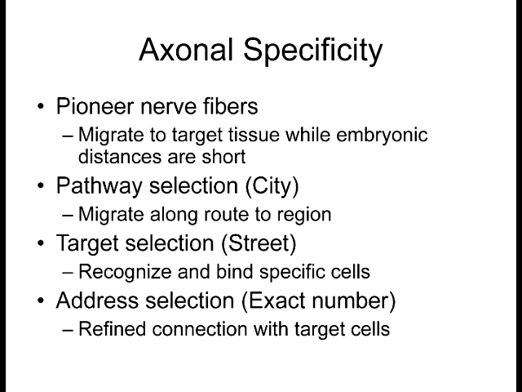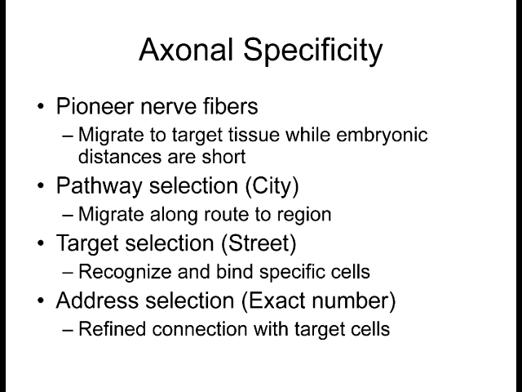So that's what pathway selection is: you migrate along a route, but it's not knowing exactly what it's going to do once it gets there. That's the first stage. The second stage is, okay, now I'm in the city of San Diego. I say San Diego because that's where I'm from. Now I want to find what street I live on. That's where we get into target selection.